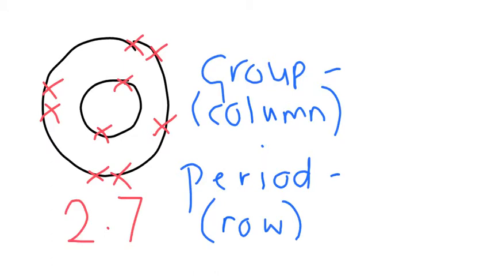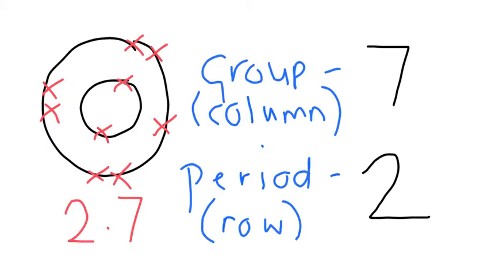If you remember, the groups are the columns on the periodic table that are numbered 1 to 8 or 1 to 7 and then 0 on the end. And in the case of group 7, they're known as the halogens. This particular element is found in that group, in group 7. Fluorine, chlorine, bromine and iodine. In the case of the period, which is the row, it's found in row 2 or period 2.